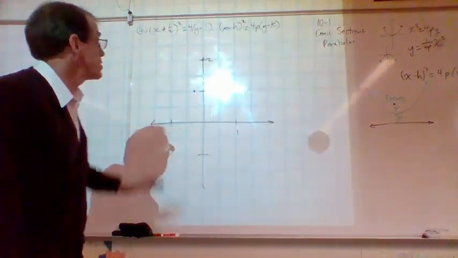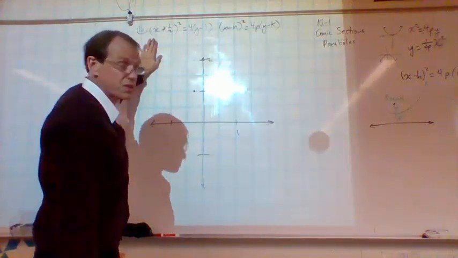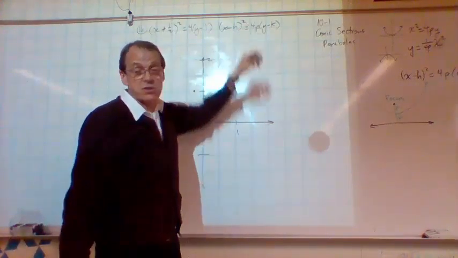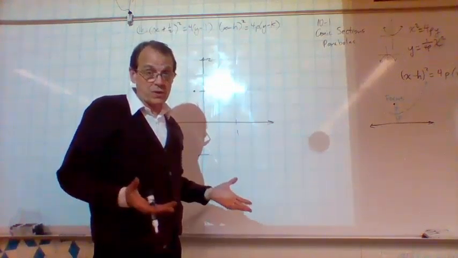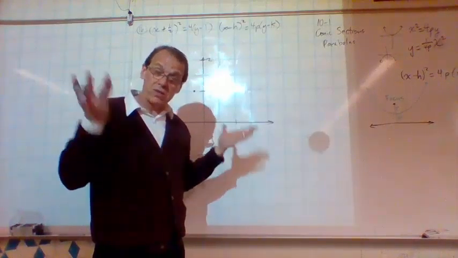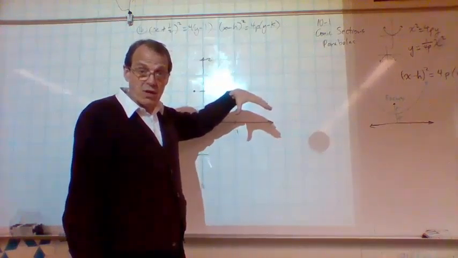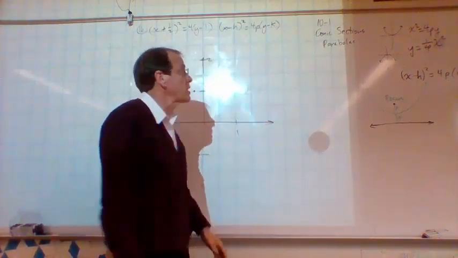Okay, so this is number 16. Number 16 follows the format that looks like this. Notice that the x term is squared. That's kind of what we're used to, y equals x squared. So this is going to be vertically oriented. It's either going to be vertically oriented upward or downward, depending on whether p is positive or negative.